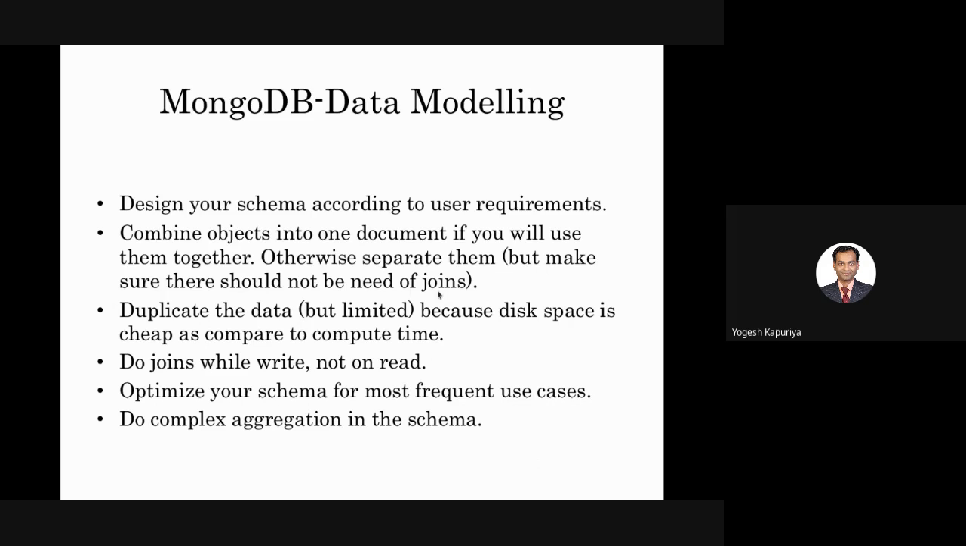Duplicate the data, because disk space is cheap compared to computation time, which normally we don't do in an RDBMS. If you remember normalization, what is normalization? It's all about removing duplications. We don't want to store the same thing again and again. That's why we normalize the tables. Here it's interesting. It's different.